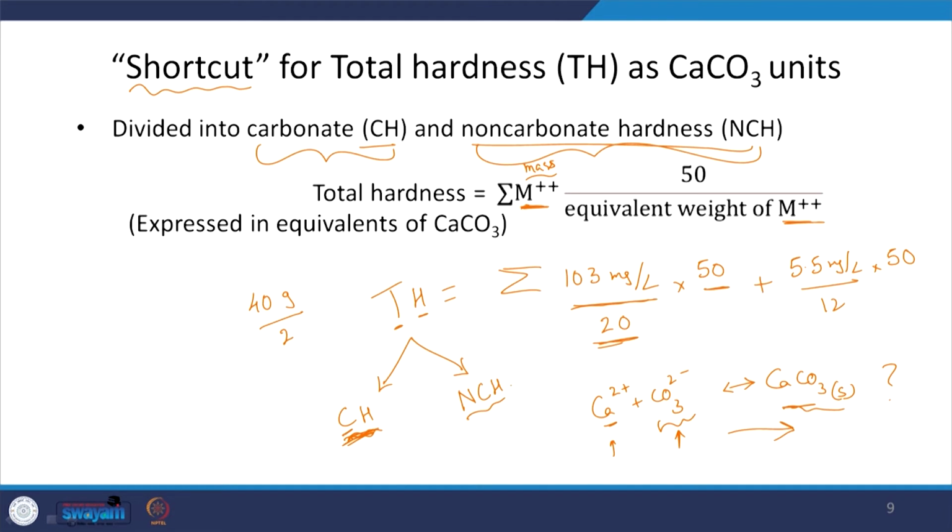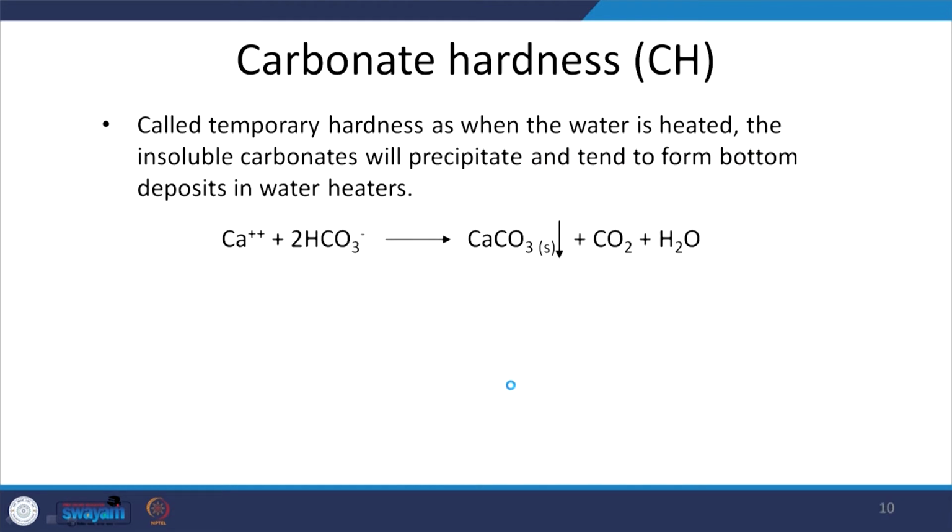That is the relevant definition or understanding, I guess. So, carbonate hardness, which is also called temporary hardness, because when the water is heated, the insoluble carbonates will precipitate and tend to form deposits in the water heaters. This is one particular way that it occurs.